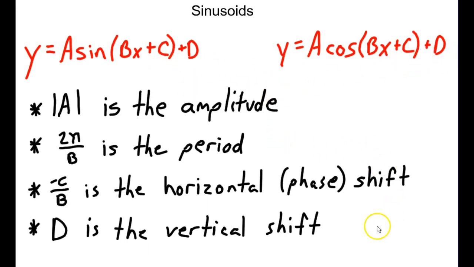Some of the key parts we just referred to: the absolute value of a is going to be the amplitude. If we take 2 pi divided by b, that gives us the period. If we take negative c divided by b, that's going to give us the horizontal or the phase shift. This term phase shift is probably what you're going to see most often with the Common Core standards. And the last part, d, is the vertical shift.